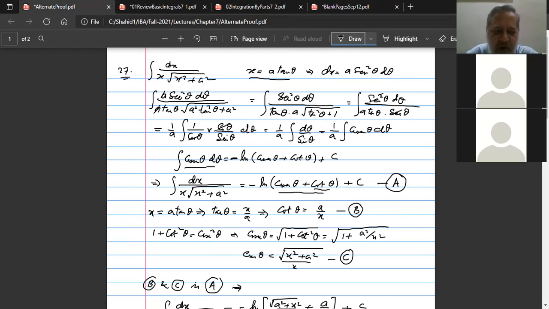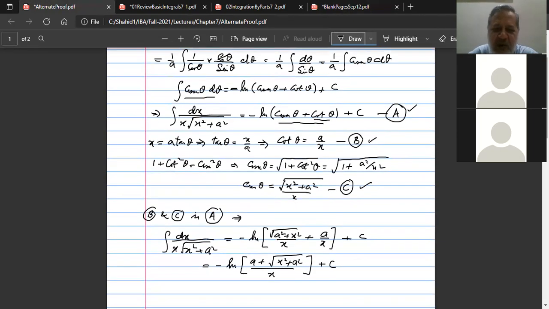We know that 1 plus cot square is equal to cosecant square. This means cosecant can be written as under the root 1 plus cot square theta, and cot theta is a upon x. So cot square theta will be replaced by a square upon x square. If you take the LCM, the numerator becomes x square plus a square, and the x square in the denominator comes out of the square root as simply x. So this was our result in terms of theta, cot theta in terms of x, and cosecant theta in terms of x.